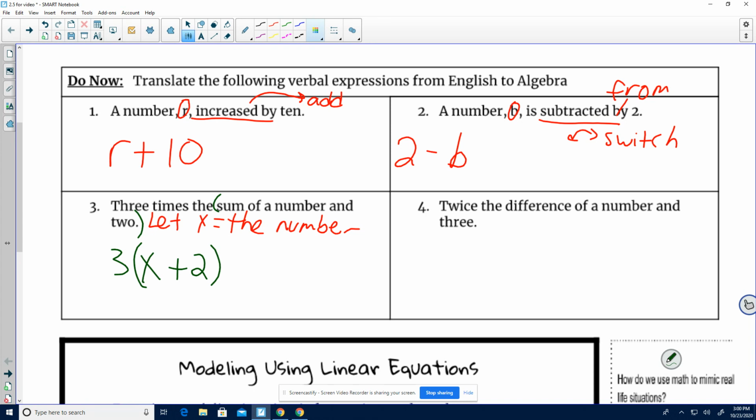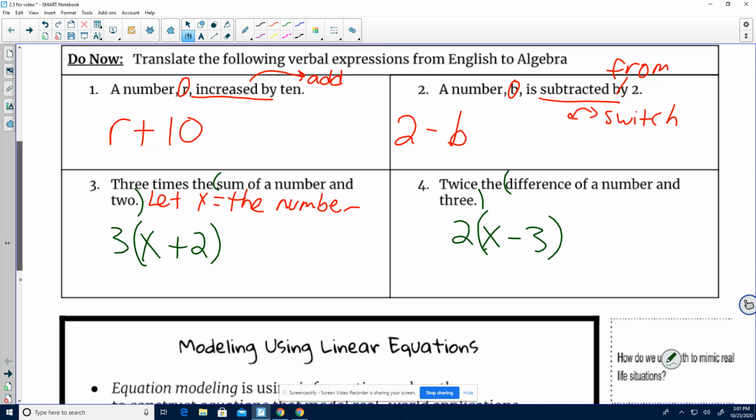Number 4, twice the difference of a number and 3. Recall that we need to put sums and differences in parentheses. So the difference of a number and 3 is going to be x minus 3. And then twice that is just going to be 2 times that entire thing. All right?